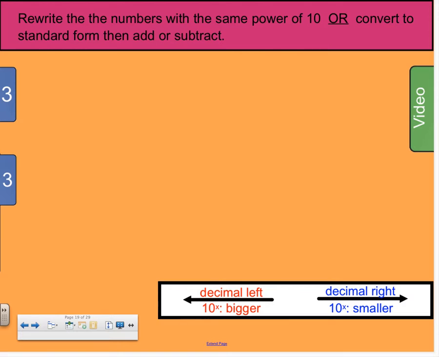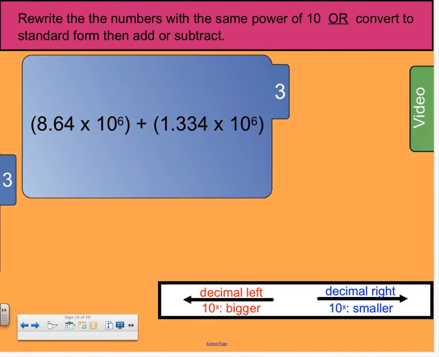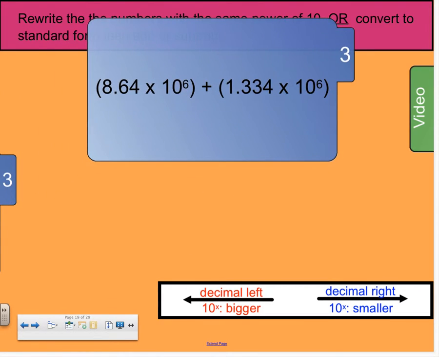All right, well, let's look at the first example. The first example is 8.64 times 10 to the 6th plus 1.334 times 10 to the 6th. Now, the awesome thing is I already have these in the same powers of 10. I have 10 to the 6th and 10 to the 6th. So this makes this problem quite easy.